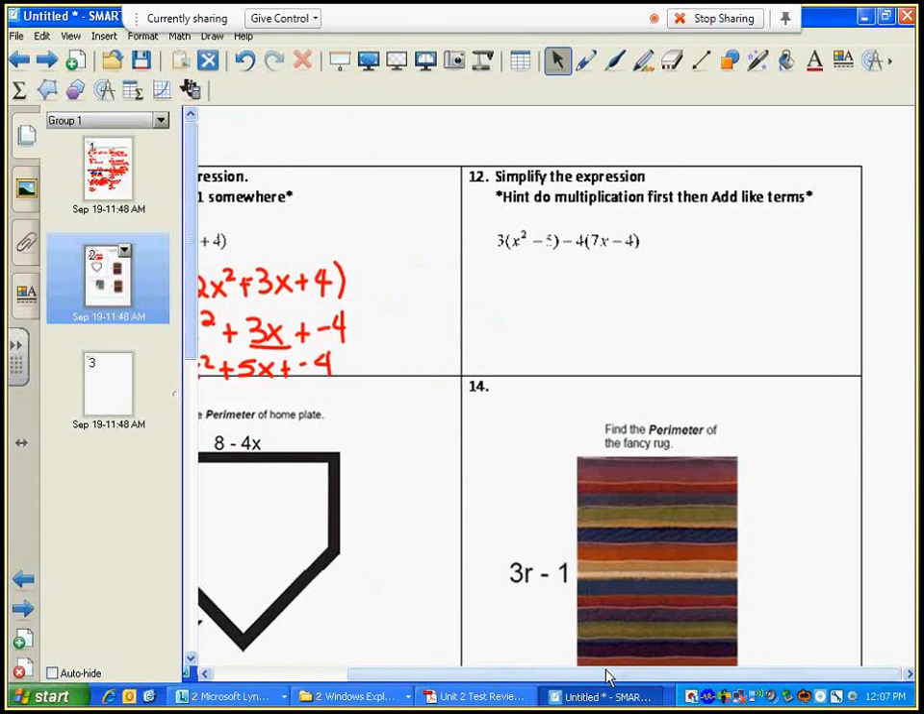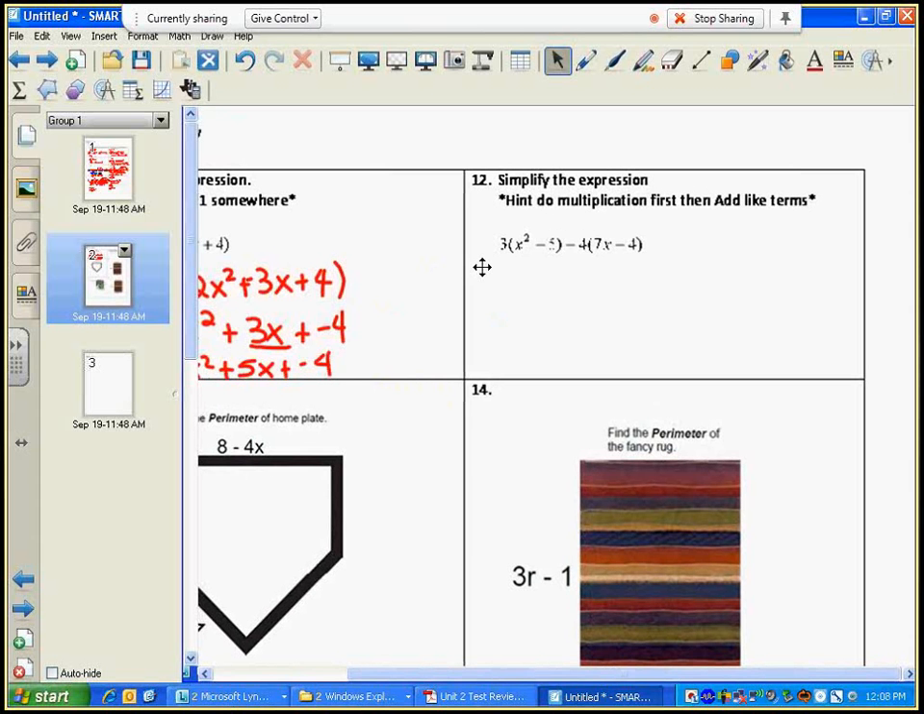Here, so do multiplication first and then add like terms. That's what it tells us to do. So it looks like we're going to be doing our distributing first. And then we write this, leave, change, change it.